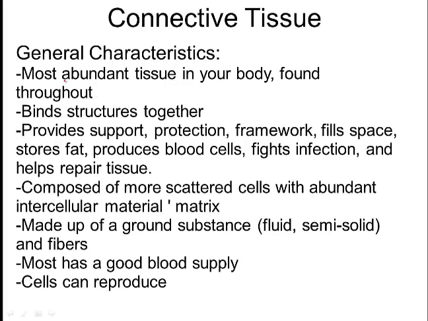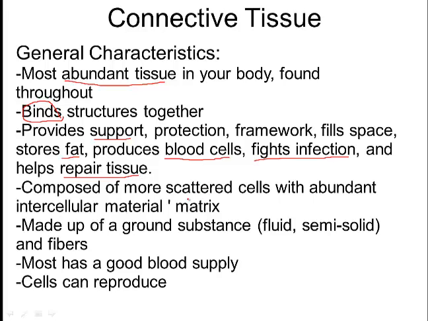So connective tissues are your most abundant tissues found in the body, and their main job is just what their name says. It binds structures together, so to connect structures together. But they also provide support and protection. They give a framework so everything sticks together. They fill up space throughout the body, store fat, produce your blood cells, fight infection, and repair skin and tissue. So your connective tissues are incredibly important, and they are found everywhere throughout the body.